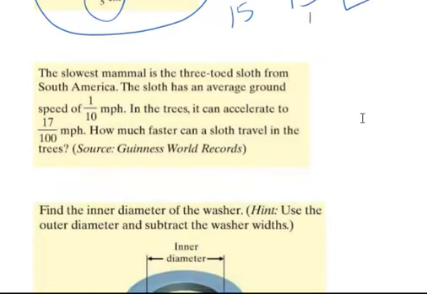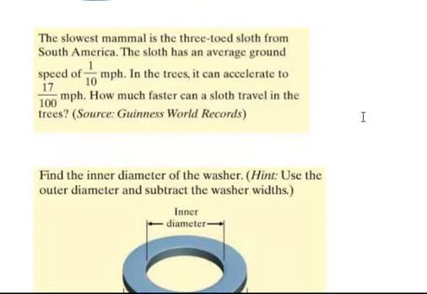Okay, the next problem I have here says the slowest mammal is a three-toed sloth from South America. The sloth has an average ground speed of 1/10 miles per hour. In trees, it can accelerate to 17/100 miles per hour. How much faster can the sloth travel in the trees? Okay, so remember when we said how much more, how much faster, it's telling me I'm going to subtract. So I'm going to take my bigger number, 17/100, and subtract my smaller number, 1/10.